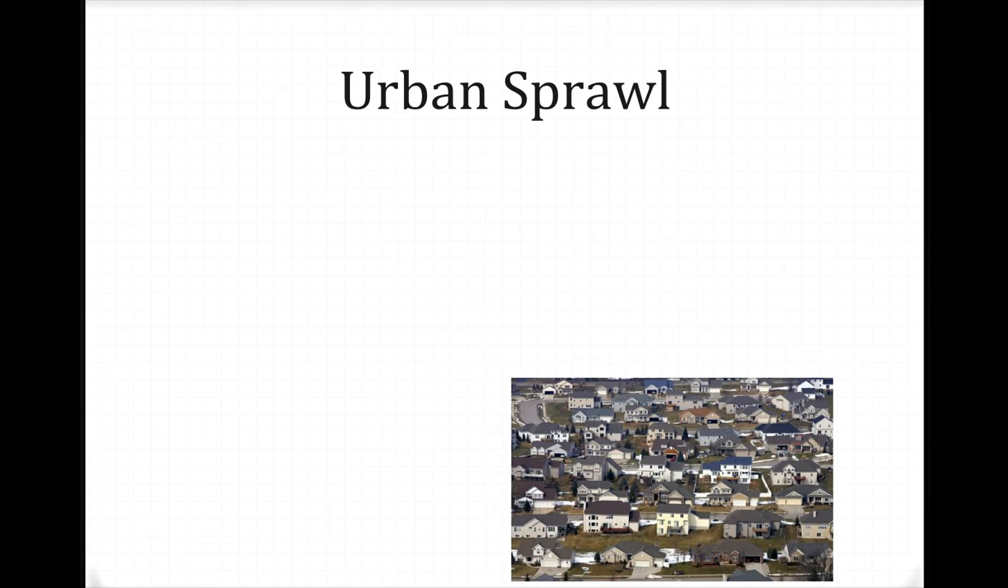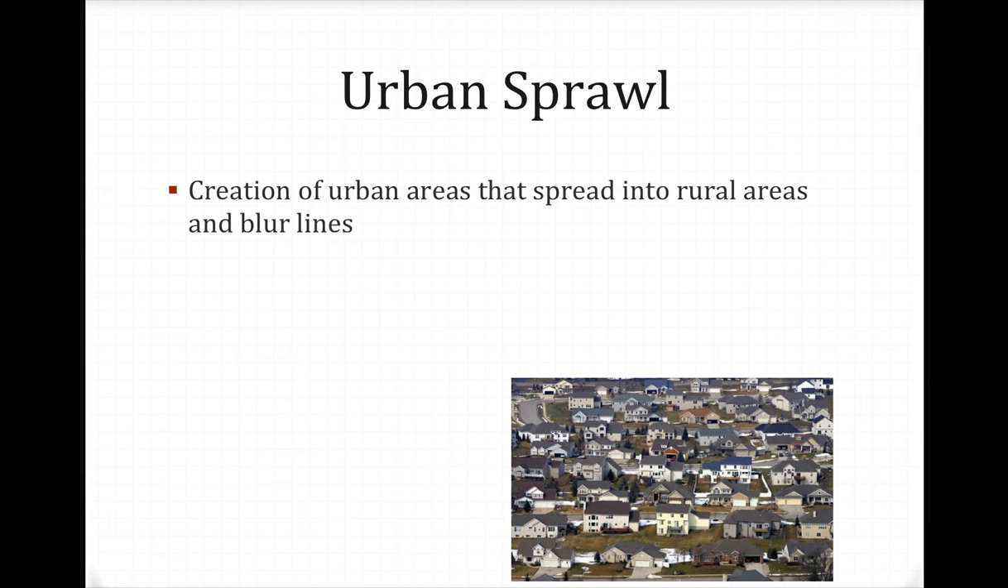Our increased use of land and the way that we're spreading out leads us to this thing called urban sprawl. Now the picture below there, you can see, is a great example of urban sprawl. We've got a lot of houses. They're spread out with big spaces in between them, large yards, nice grassy areas. It's a great place to live, but unfortunately for habitat, it means that we're requiring even more land than we should be. So urban sprawl, by definition, is the creation of urban areas that spread into rural areas and blur the lines between the two.